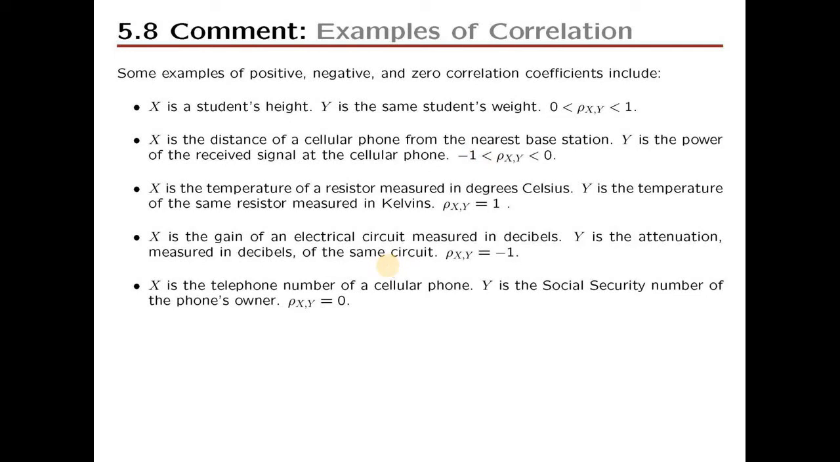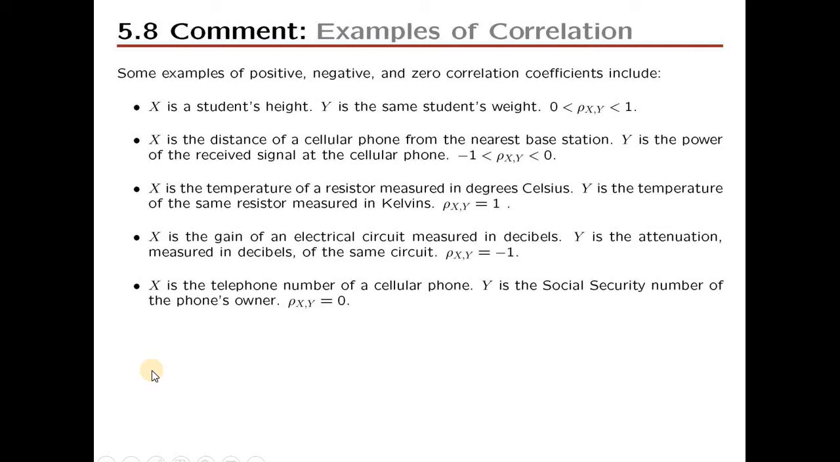Again, if x is the temperature of a resistor measured in degrees Celsius and y is the temperature of the same resistor measured in Kelvin, the correlation coefficient is equal to 1, because they represent the same thing. Another example: if x is the gain of an electrical circuit measured in decibels and y is the attenuation measured in decibels, then the correlation coefficient is -1, because attenuation and gain of the circuit have an opposite relation.